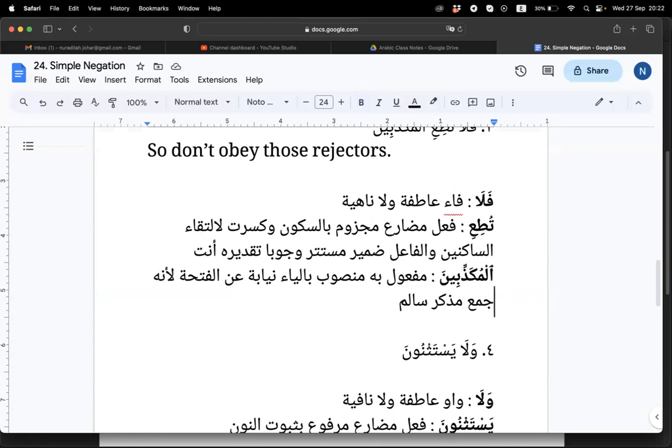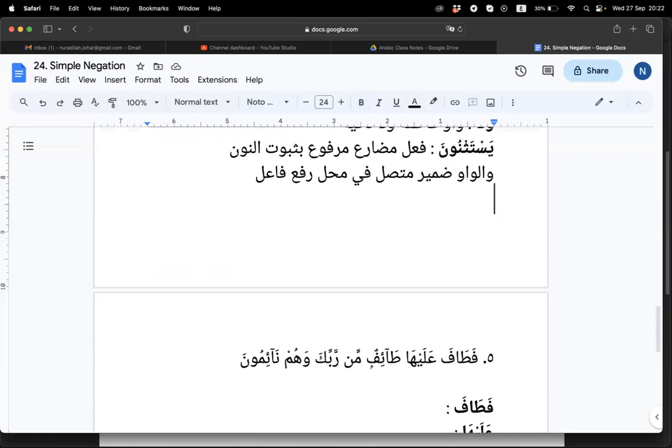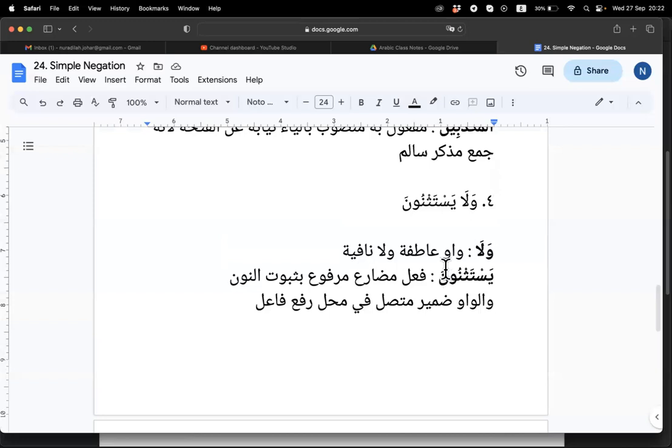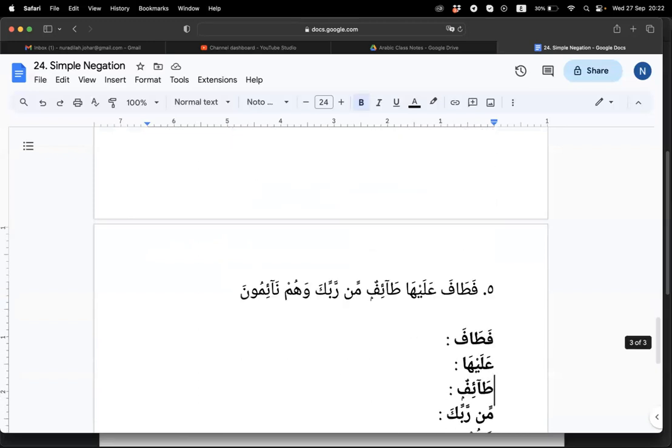But if the domir muttasil is there in the word, you can see the waw or the alif or the noon. Then you say that letter first, and then you say it's a domir muttasil fi mahali rafa, fa'il. Not the other way around. Okay, clear?